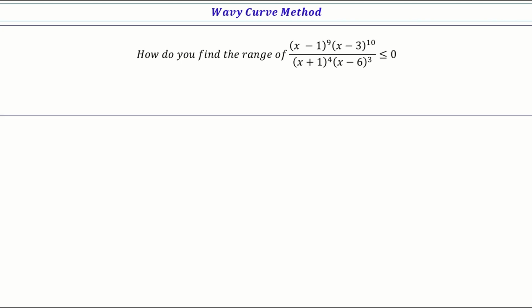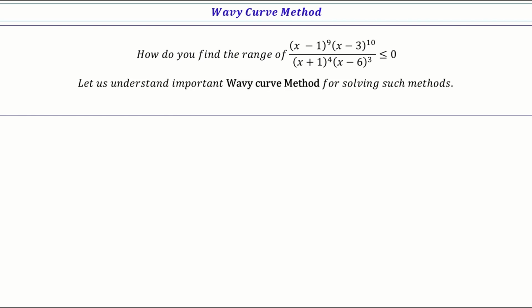So how do you normally find the range of such an inequality expression? (x minus 1) to the power 9, (x minus 3) to the power 10, divided by (x plus 1) to the power 4 into (x minus 6) to the power 3, less than or equal to 0. How do you find the range of this one? Let's learn step by step. The wavy curve method is the method with which we can easily solve such problems.